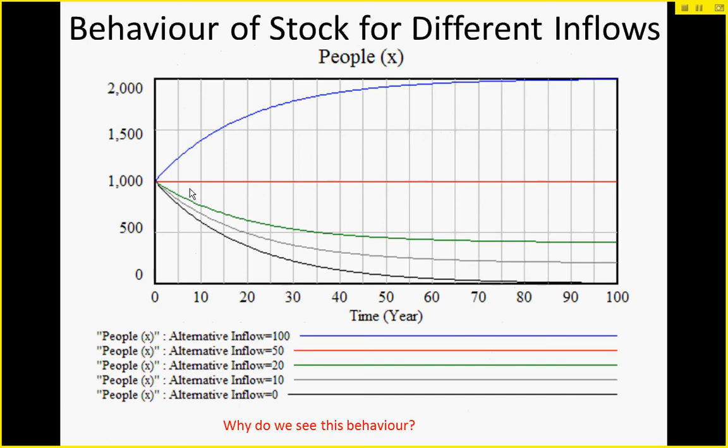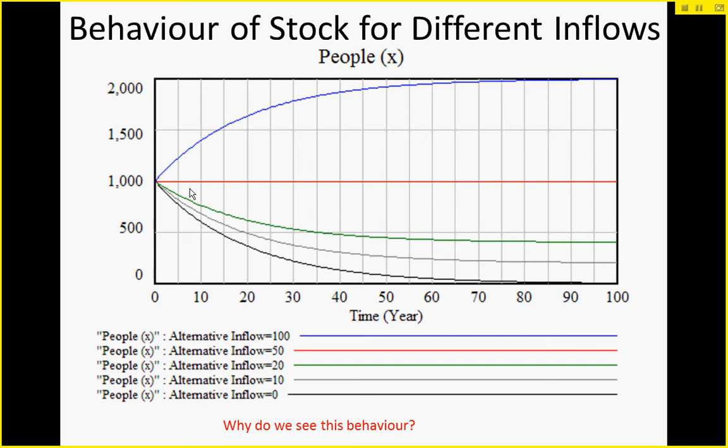Well, okay, no population if the inflow is zero, but is this no population here? No, it actually reaches a stasis where inflow equals outflow, right? So if you have 20 people coming in per month, this is going to go down to a level where the outflow is 20. That's where the stock is going to be stable. Inflow equals outflow, so it's just going to remain there. That's the value of the stock from then on, right?